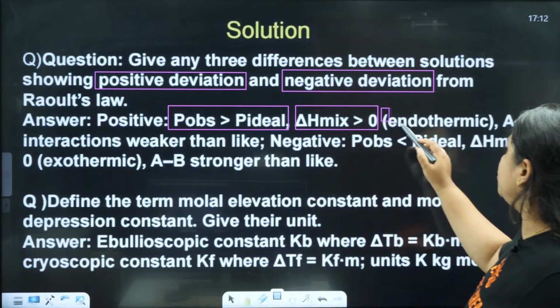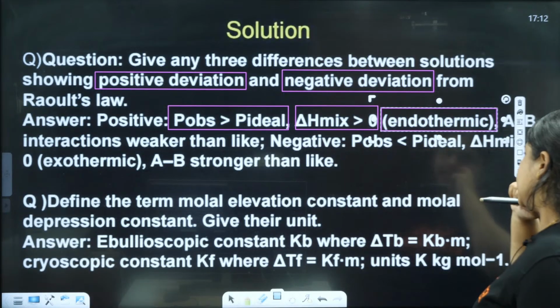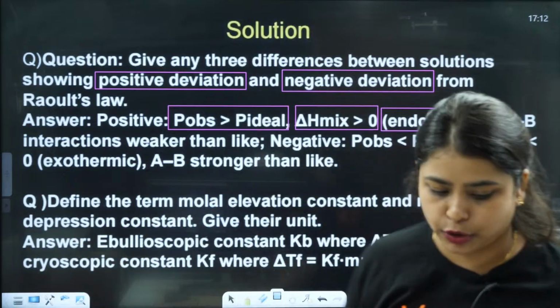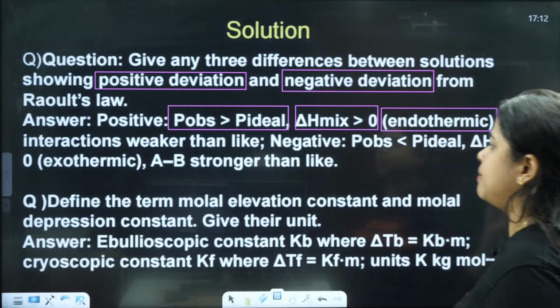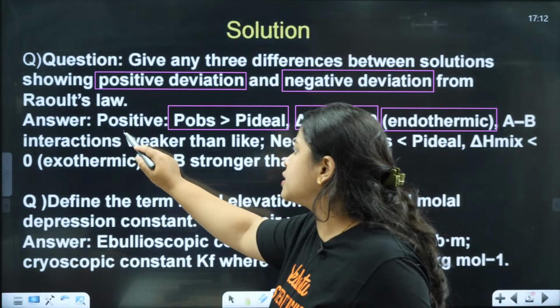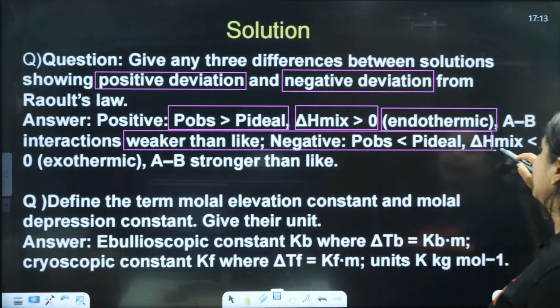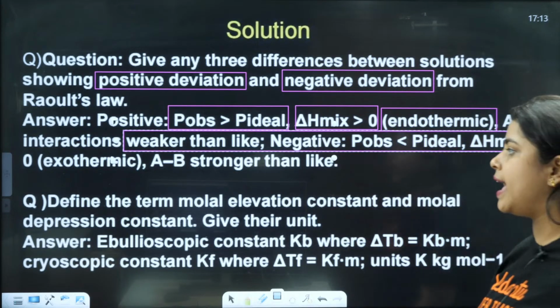It will be endothermic. Endothermic means it is going to absorb the heat from the surrounding. The A-B interaction is going to be weaker than like interactions. And negative deviation forms when it is lesser than P°. That is going to be exothermic.